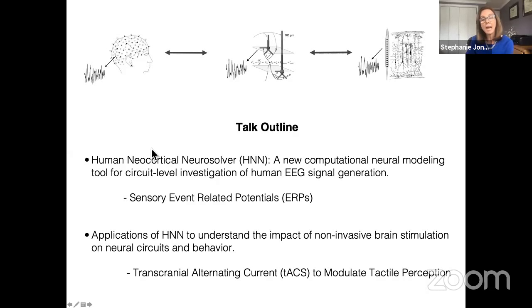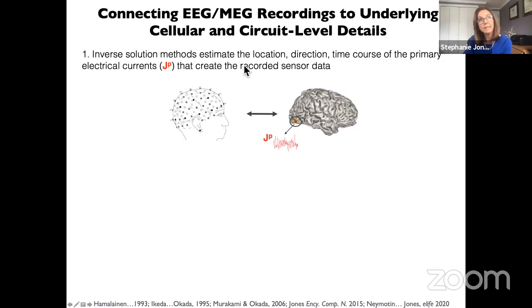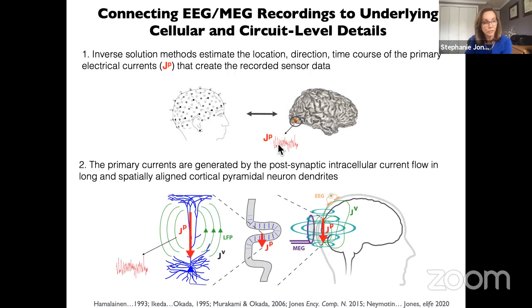So how do we begin to develop a model that can connect these extracranial signals to something that's going on at the microcircuit level inside of the head? Well, there are two things that we need to consider along the way. The first thing is that these EEG signals are created by huge electrical currents in the brain. And the first thing that we need to do is apply inverse solution methods to estimate the location, direction, and time course of these underlying electrical currents that we call primary currents that contribute to the extracranial recorded signal. From there, we need to think about how these are generated in the underlying neural circuits.